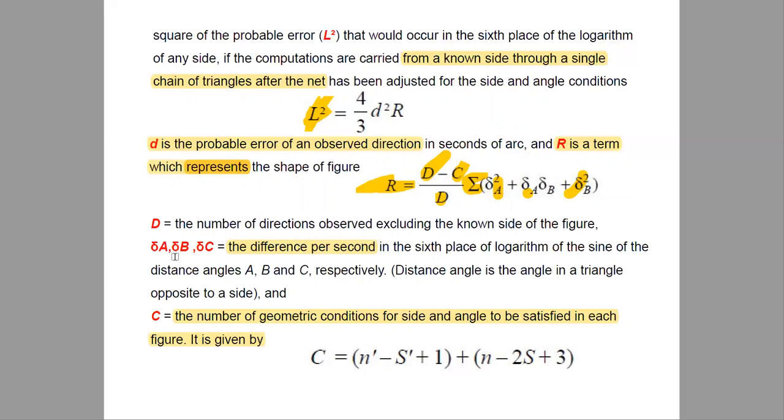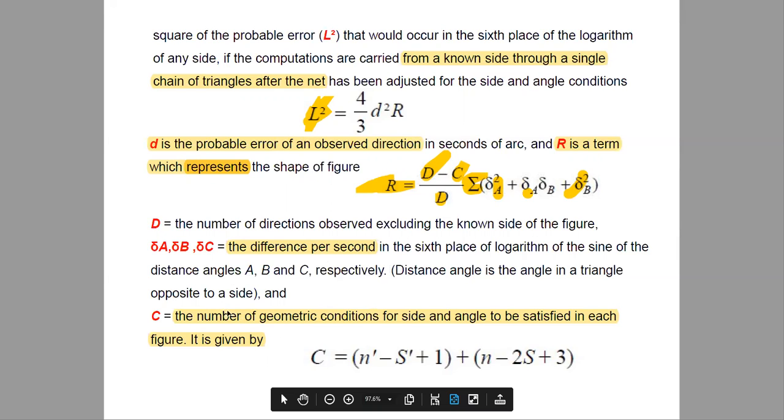Here del A, del B and del C are the difference per second in the sine of angles measured A, B and C respectively in the sixth place of logarithm. We'll solve one example for this. Then you will easily understand how we determine the difference per second in the sixth place of logarithm. For now, you just remember that it is difference per second in the sine of angles A, B, and C in the sixth place of logarithm.